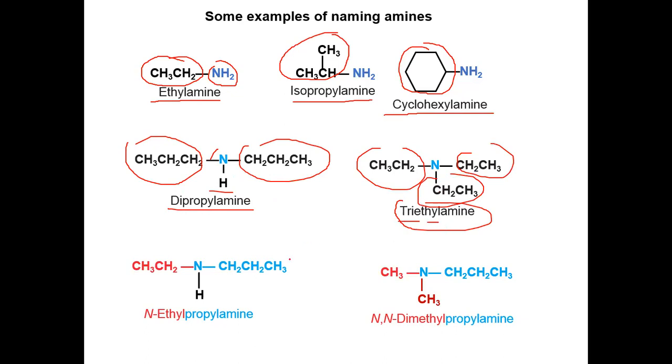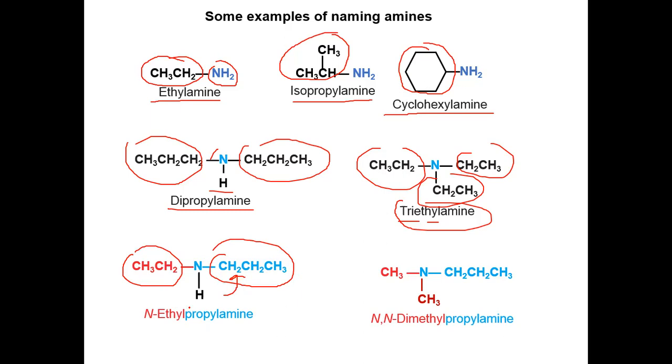If we have different substitutions, look here. This is ethyl, this is propyl. If we have two different substitutions, then we name the parent compound based on the longer substitution. So this is longer, right? Because propyl is longer than ethyl.